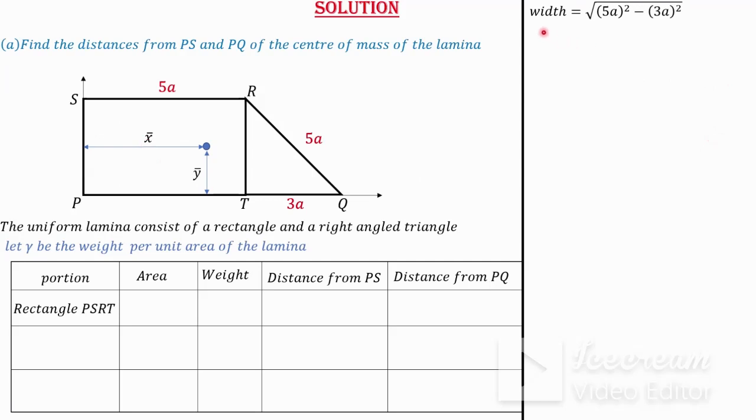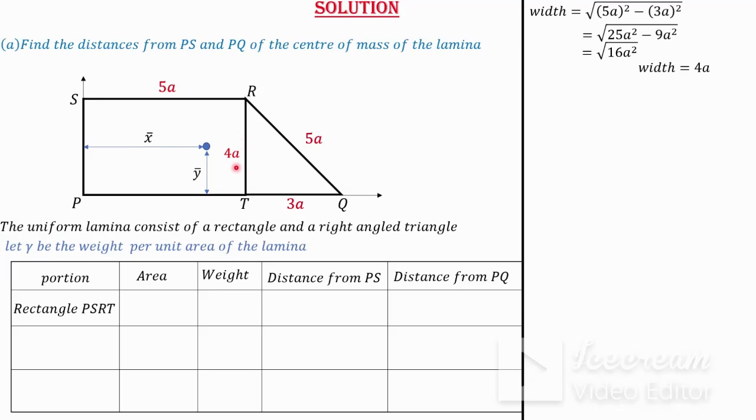So obtaining the width is the square root of 5A squared minus 3A squared. We get the width equals the square root of 25A squared minus 9A squared, and further simplifying, the square root of 16A squared, from which we obtain the width to be 4A. We can therefore represent that width, 4A, on our lamina. So this is the width of the rectangle.